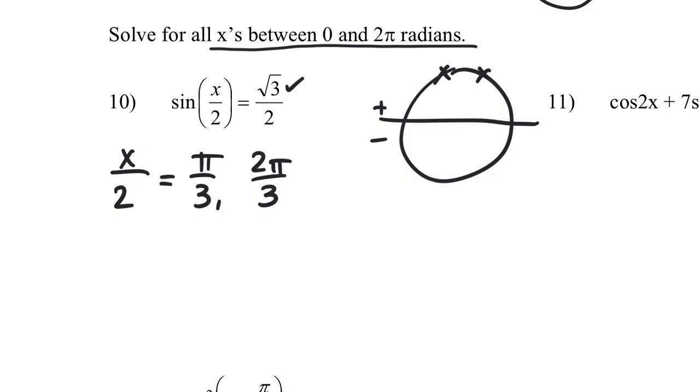To solve, I'm going to turn x over 2 into x. I'm going to get that by doubling both sides of the equation. My final answers here will be 2 pi over 3 and 4 pi over 3.